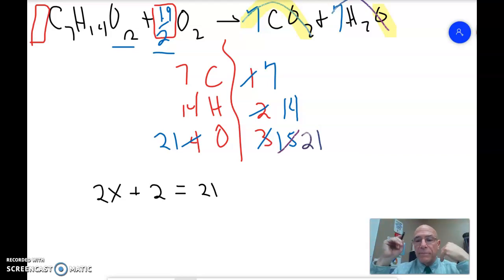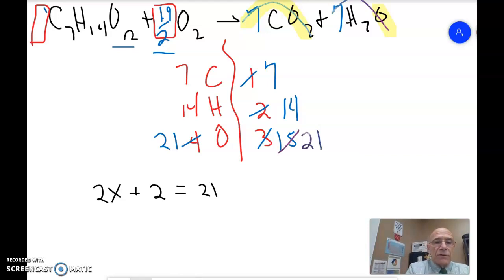How do I get rid of it? The problem is I've created a problem in order to get things balanced, and now I need to get rid of the problem by getting rid of the fractional coefficient. The way we do that is by multiplying everything by the denominator of that coefficient, in this case 2. So if I take every coefficient in this reaction and multiply it by 2, I'll get rid of the 19 halves.